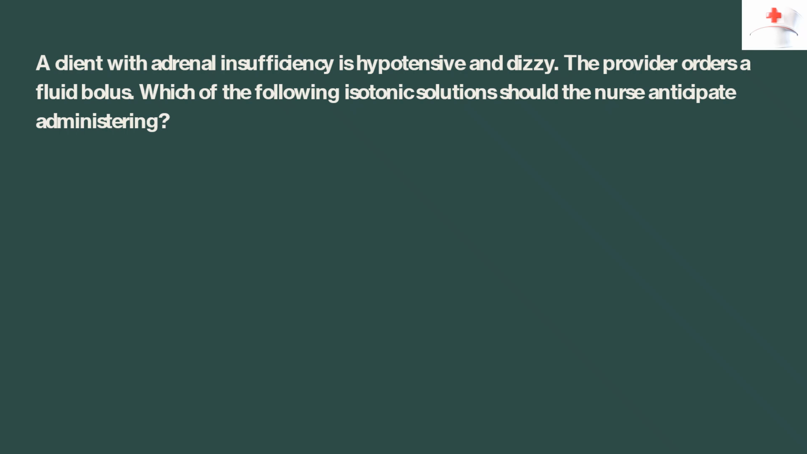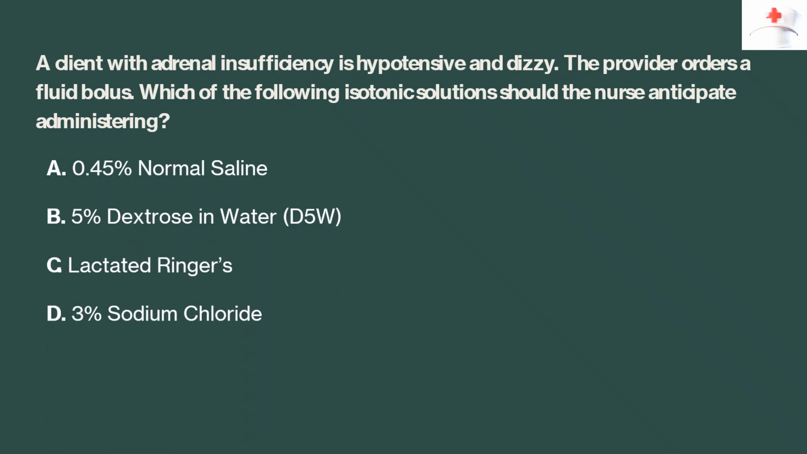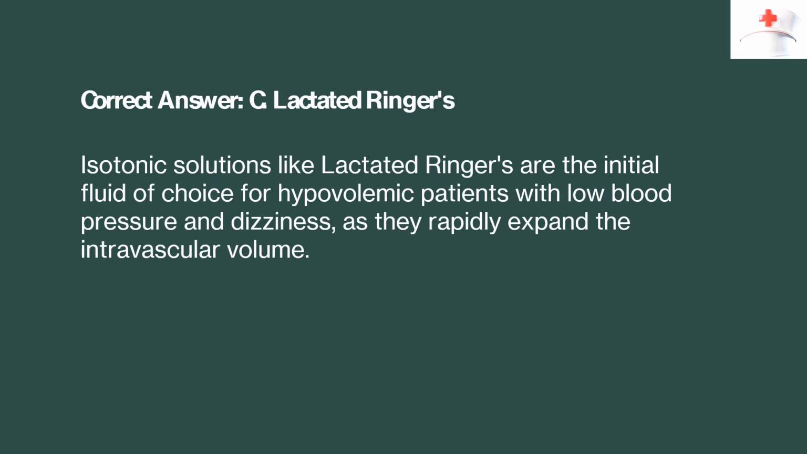First scenario. A client with adrenal insufficiency is hypotensive and dizzy. The provider orders a fluid bolus. Which of the following isotonic solutions should the nurse anticipate administering? A. 0.45% normal saline. B. 5% dextrose in water, D5W. C. Lactated Ringer's. D. 3% sodium chloride. And the correct answer is C. Lactated Ringer's. Isotonic solutions like lactated Ringer's are the initial fluid of choice for hypovolemic patients with low blood pressure and dizziness, as they rapidly expand the intravascular volume.